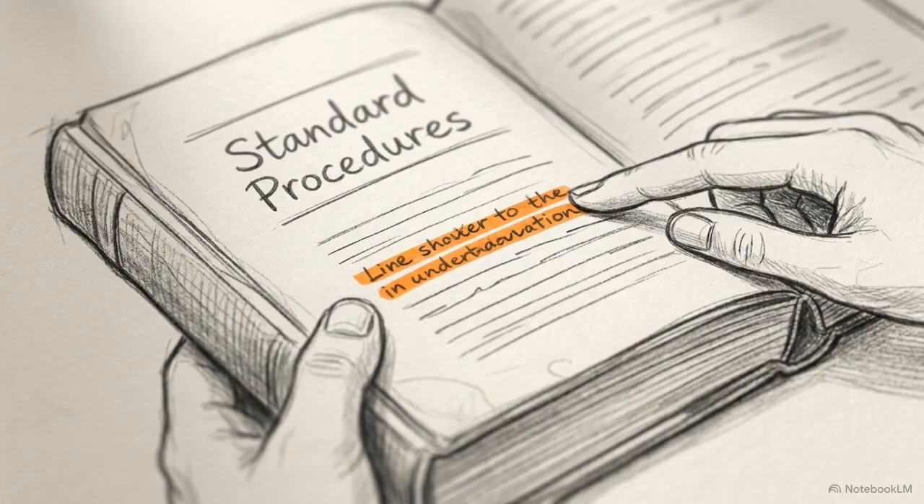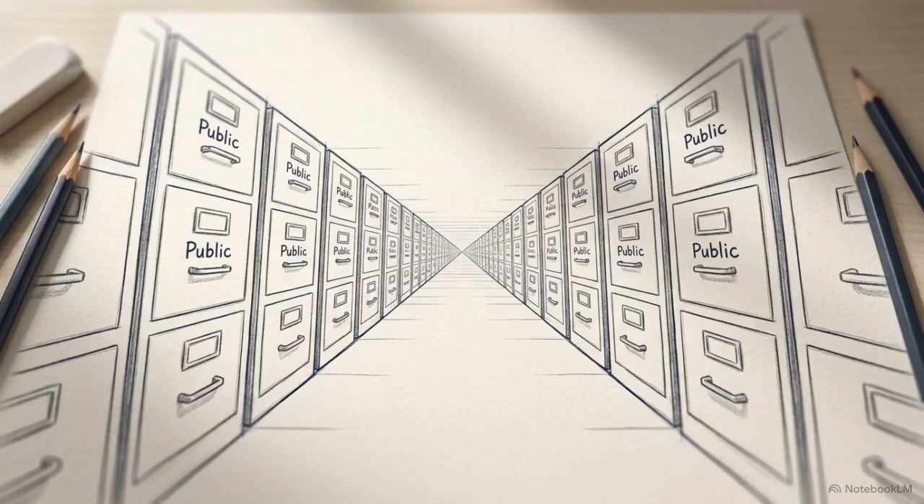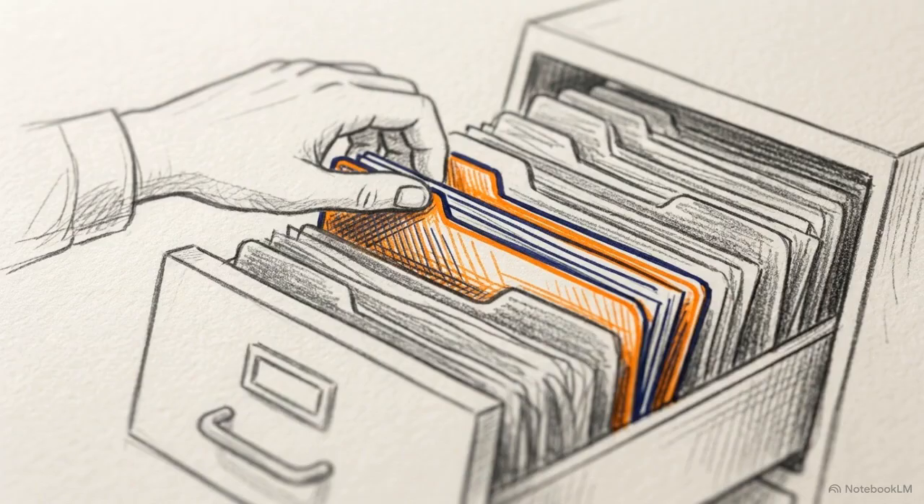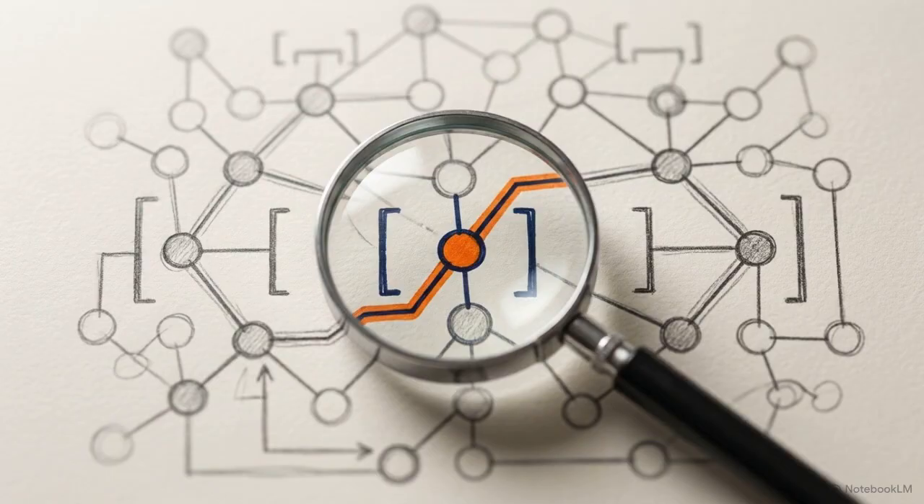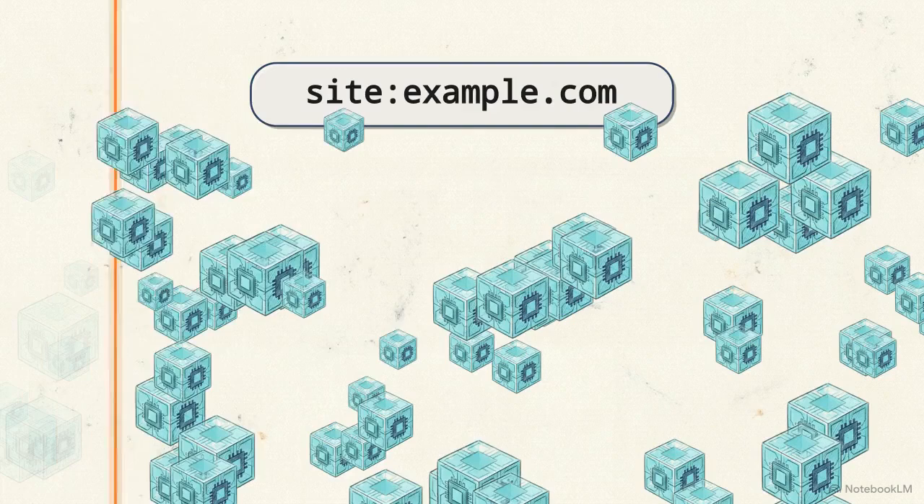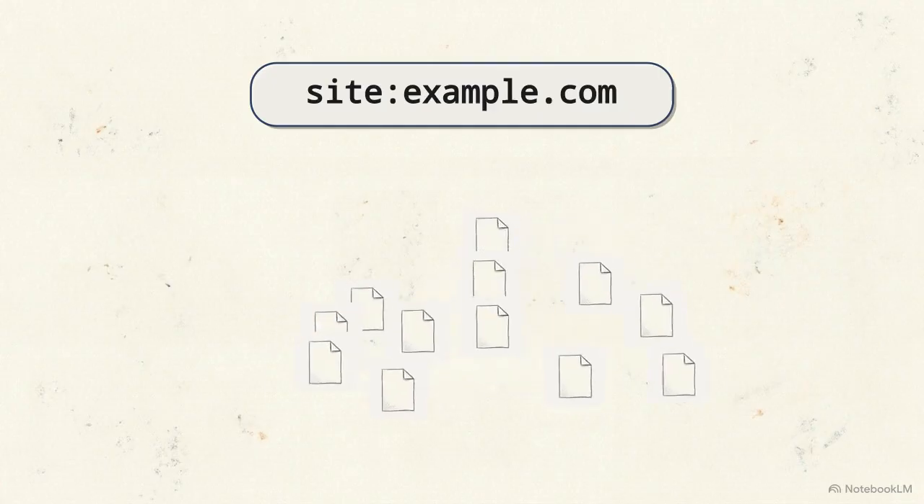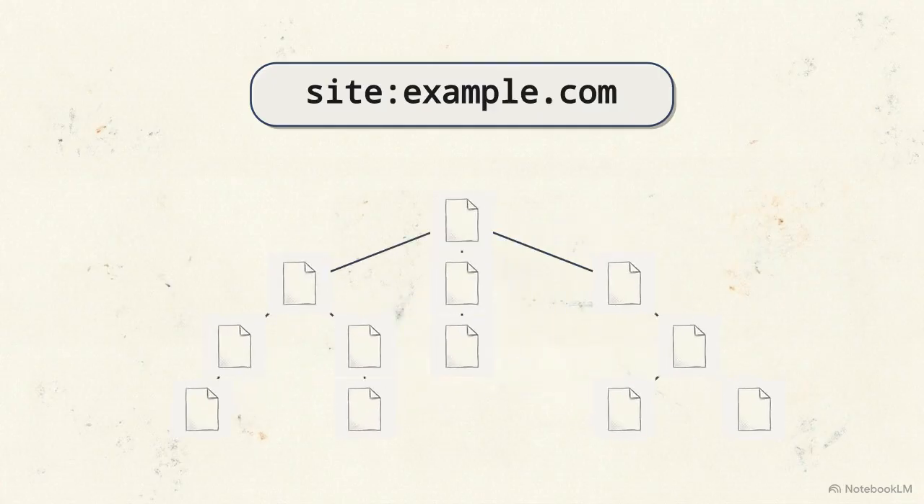When you learn these commands, you're operating completely by the rules. You are simply talking directly to the internet's public filing system to ask for exactly what you want. Let's start with the first essential tool for any digital detective, filtering your search by location. If you type the word site, followed by a colon and a website name, like site:example.com, you give the search engine a very strict boundary.